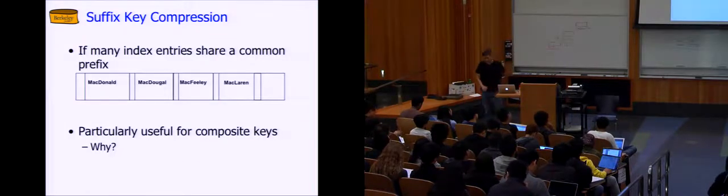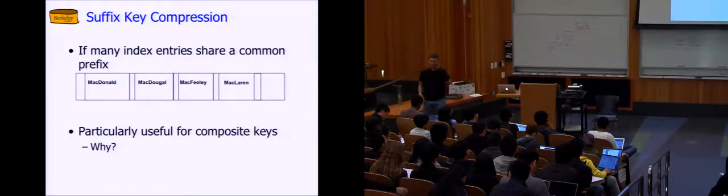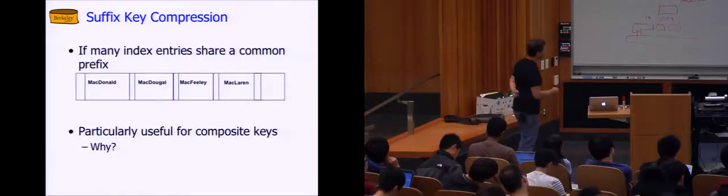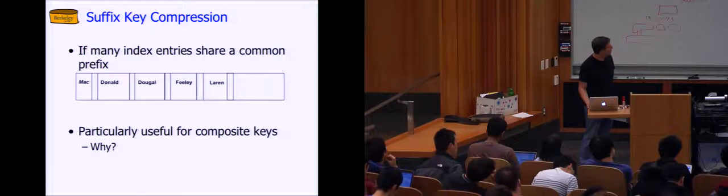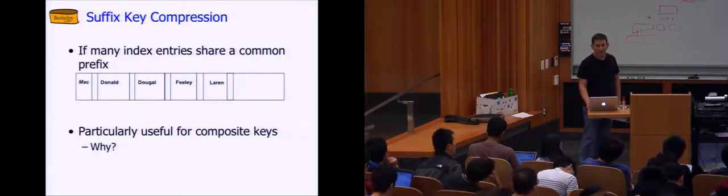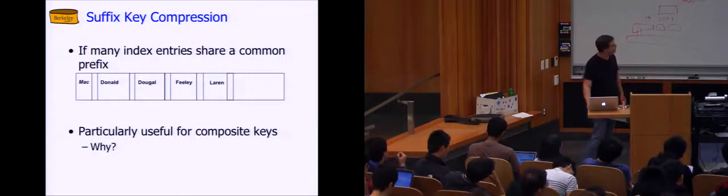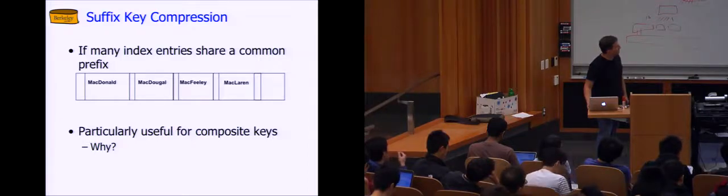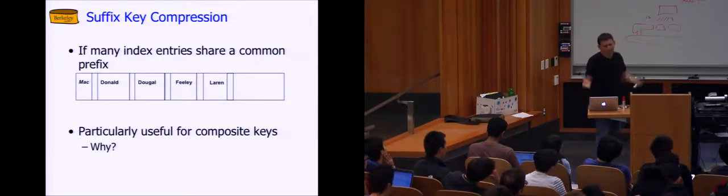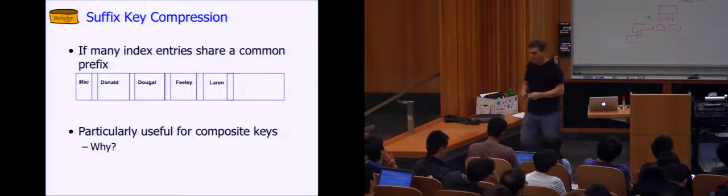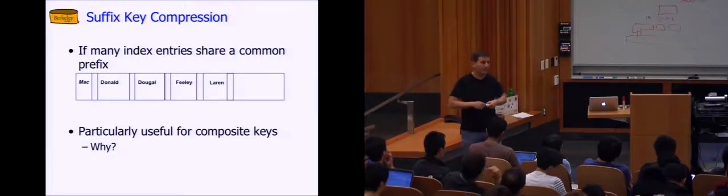The other thing you can do, which is just like straight up compression, is called suffix compression. If you have a whole bunch of things on the same page that have a common prefix, well, shove the prefix in the corner and then just put the distinguishing suffixes there. So instead of writing down McDonald, McDougall, McFeely, McLaren, you just write down, hey, Mac, and then Donald, Dougal, Feely, Laren.